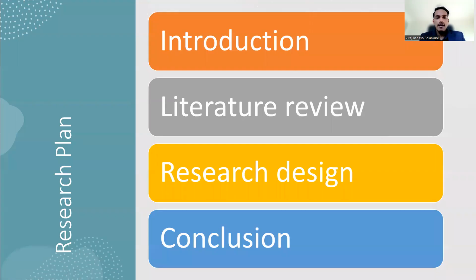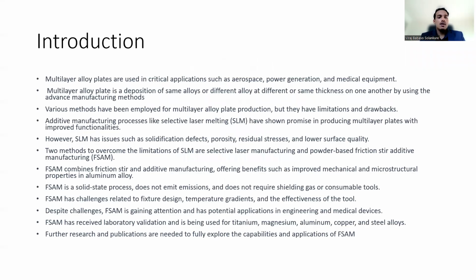So here is my research plan, which includes the introduction, literature review, research design and conclusion. First of all, we need to understand what a multilayer alloy plate is. So first of all, we will go through the applications. Multilayer alloy plates are used in critical applications such as aerospace, power generation, and medical equipment.